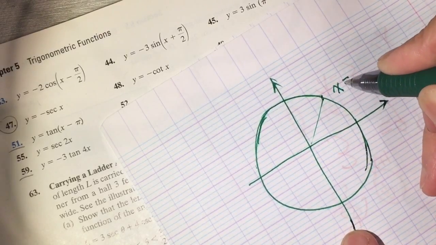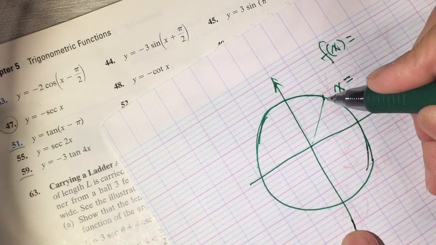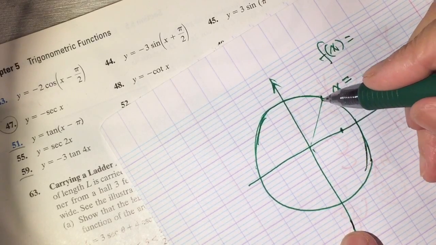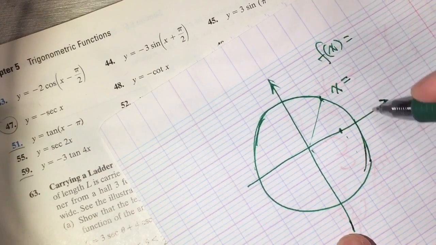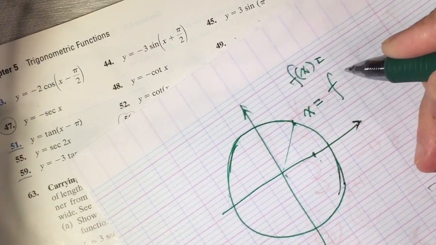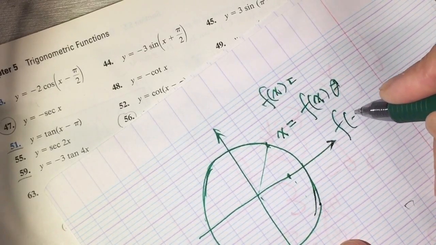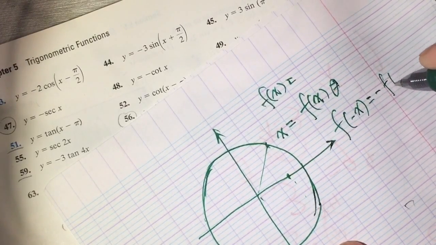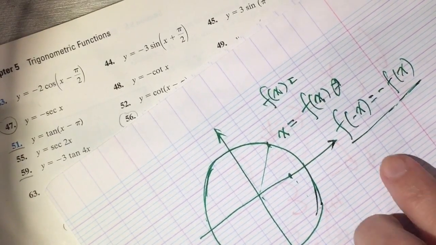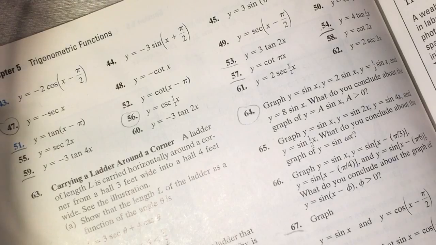Whenever the x is... f(x) equals y, x is y. Okay, so which means for the sine function, f of negative x equals negative f of x. So this is odd. Anyway, sine is like this.